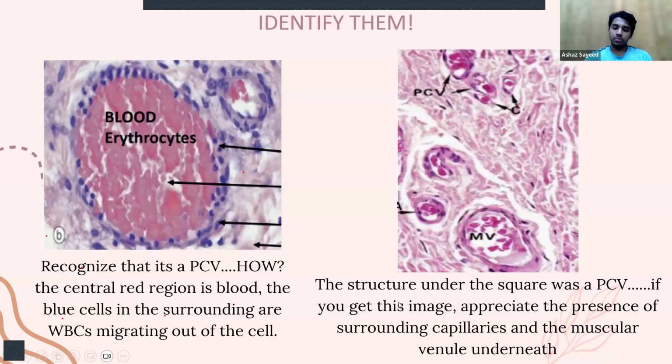If you get this image in the exam, and you want to recognize how that's a PCV, appreciate the presence of surrounding capillaries, just around the post capillary venule. As I told you, there are capillaries, and from there you're going to have the post capillary venule. So again, here you have capillaries pretty close to the post capillary venules. And something bigger than this is the muscular venule.